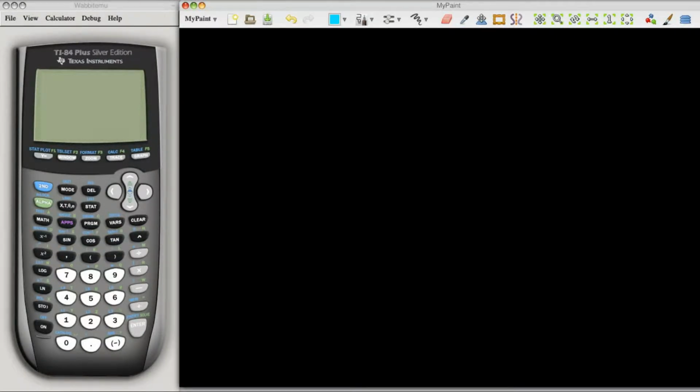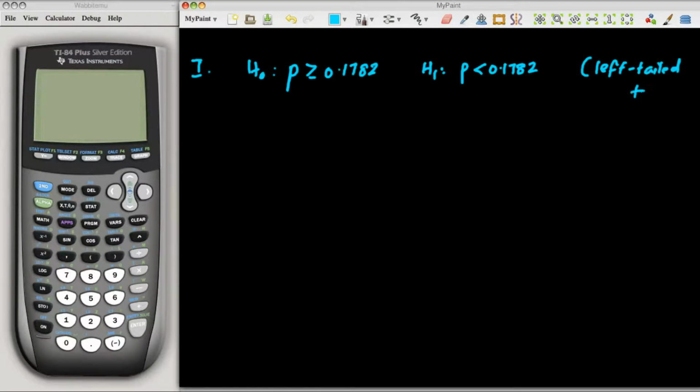in step 1, where we define the test, the given claim will be represented by the alternative. It is because you don't see an equal to. So if this statement is P less than 0.1782, the counter argument is in the null, which is P greater than or equal to 0.1782. The alternative is pointing to the left, so this is a left-tail test, with the claim in the alternative.